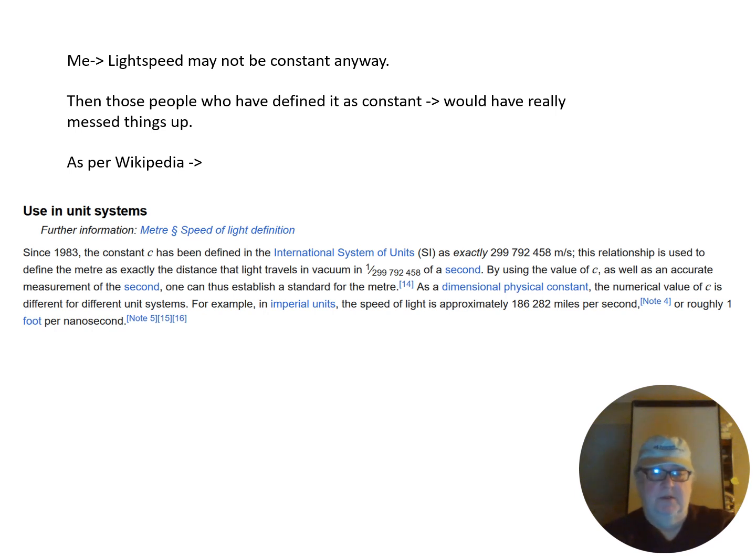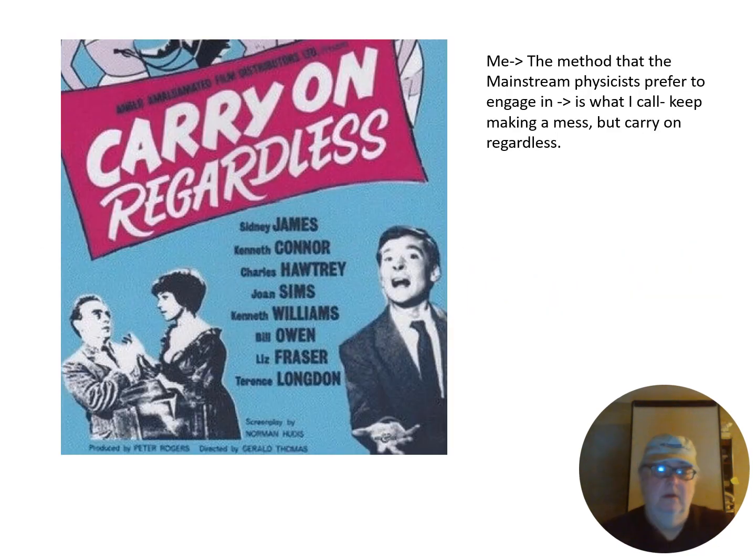Then those people who have defined it as constant would have really messed things up. And if we look at Wikipedia, it's saying that the International System of Units has been defined with light speed being constant, so that is really messed up if light speed is not constant. Thus the method that the mainstream physicists prefer to engage in is what I call keep making a mess but carry on regardless.